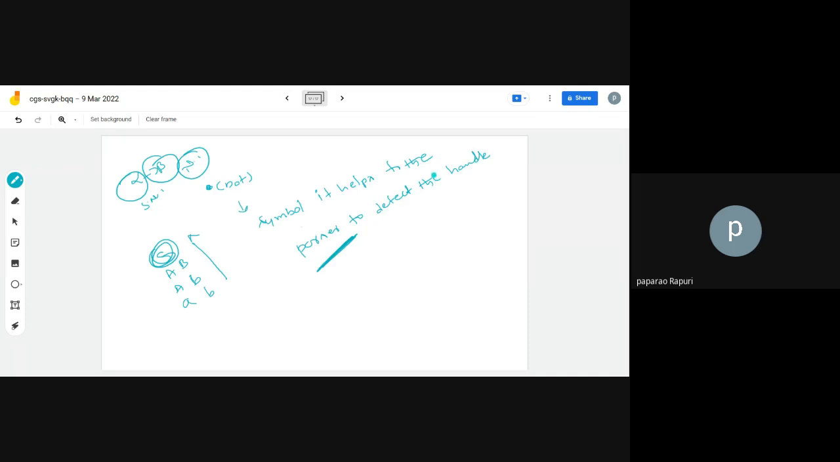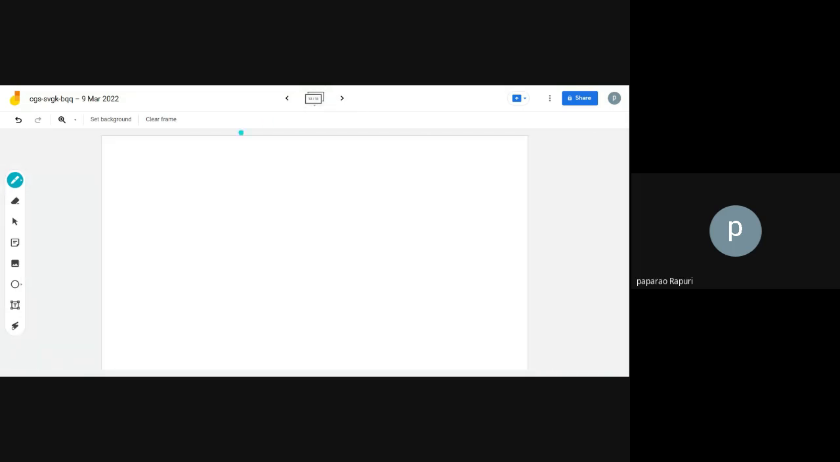So to calculate the LR0 items, we are using two things: one is closure, another one is goto. So what is closure? Suppose I write some grammar, sir: S derives AB, A derives a A, and B derives b B.